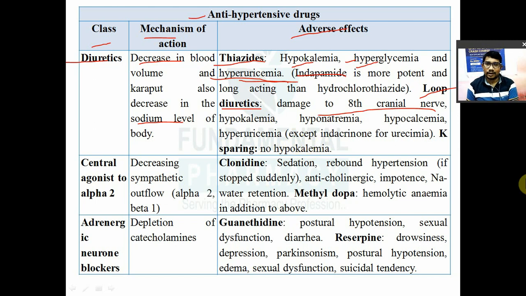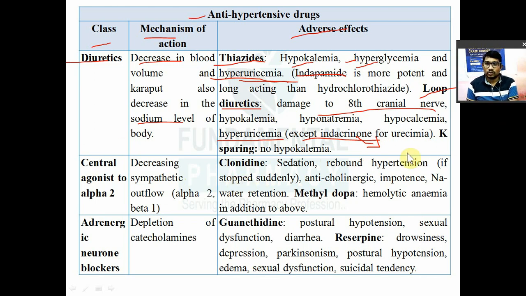Then they also produce hyperuricemia. They will increase the uric acid in the blood. So they are also contraindicated in case of gout. Except this indacrinone. Indacrinone is another loop diuretic, but it will not cause hyperuricemia. So it is used in the patient with gout. So which loop diuretic is used in the patient with gout? This indacrinone. We are going to see these diuretics in detail when we see the diuretics chapter.